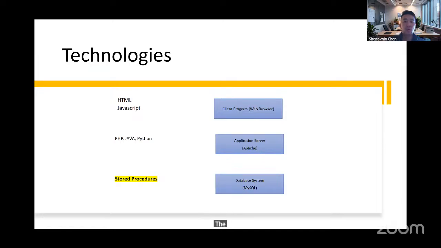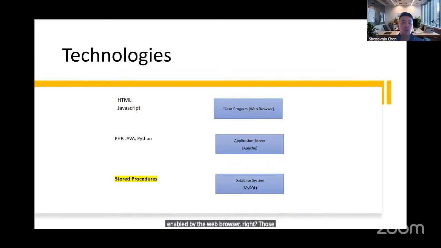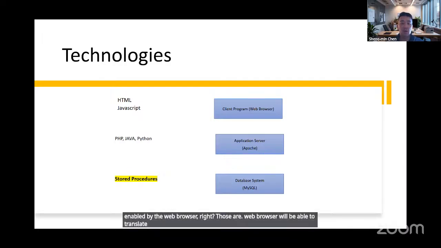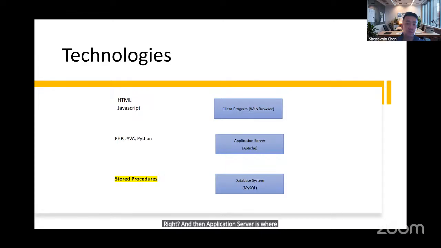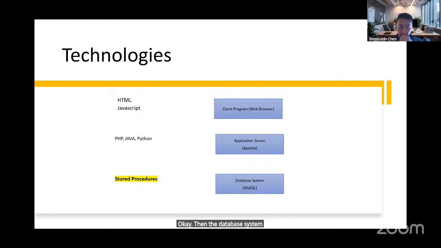The three layers that we spoke about earlier: the first will be the client applications, the client-facing program, which is enabled by the web browser, right? The web browser will be able to translate HTML or JavaScript, right? And then the application server is where, such as your Apache or Node.js or whatever, you host your Java or your Python, okay? Then the database system, the final layer, is where you will host your statements, your schemas, tables, and everything, and your stored procedures.